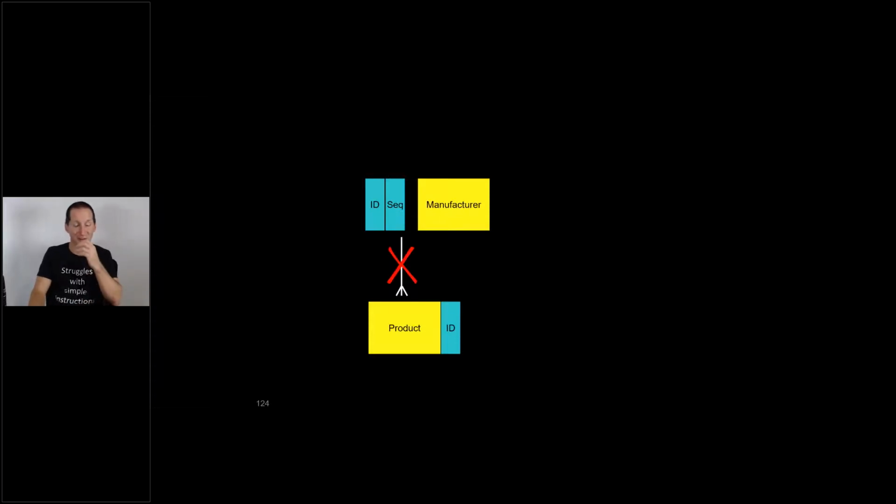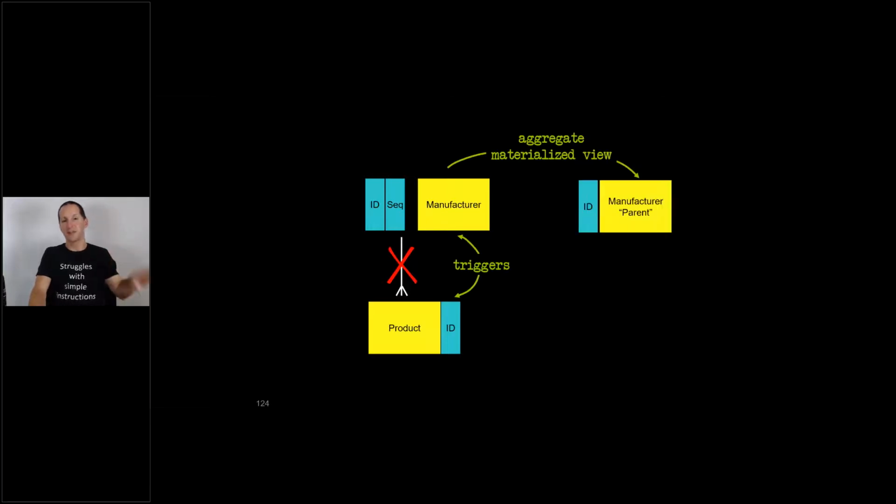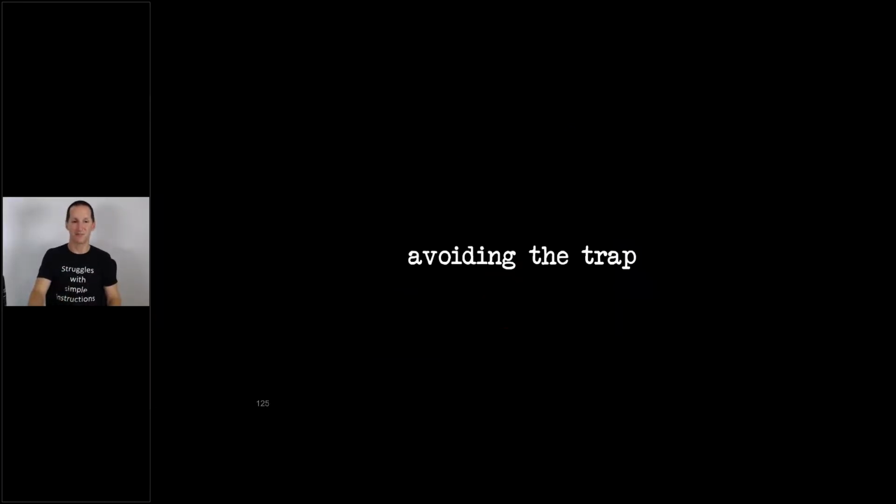You can't apply that foreign key. What we did to try to fix the problem was we said, we'll create you a materialized view which gives you a manufacturer parent which just has the ID as a primary key, and then we'll use standard RI to go back to that. So we added to the data model to try to solve some of these problems.